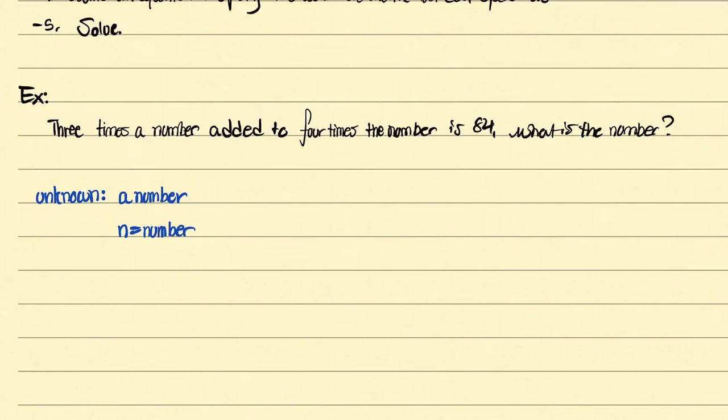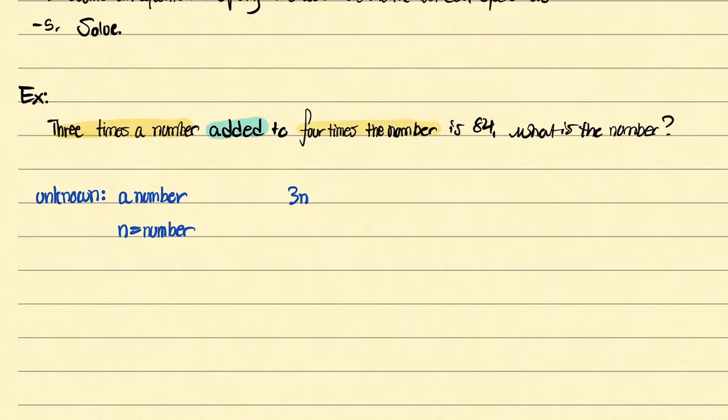Now, let's just try to interpret this mathematical expression as best as we can. It says 3 times a number. So that's 3n. 3 times a number. Added. So that's a big thing. It says added to 4 times a number. Let's say 4 times a number.